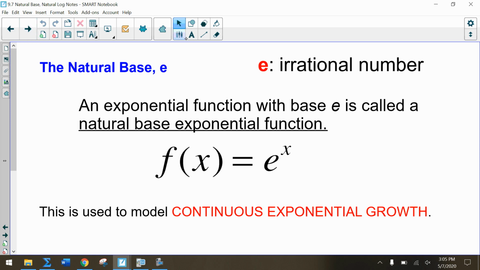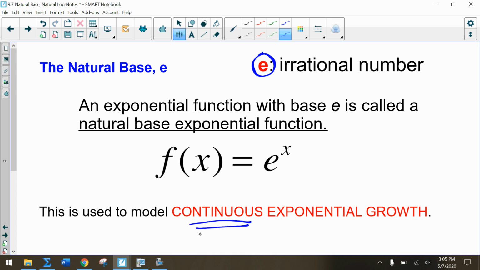So the natural base is the letter E. You may have noticed an E on your calculator. That E on the calculator is a number. It's an irrational number. So an exponential function with a base of E is called the natural base exponential function, and it's used to model continuous exponential growth and or decay.